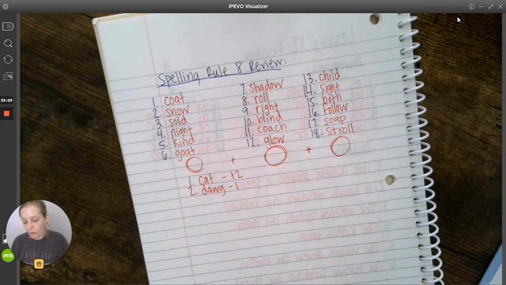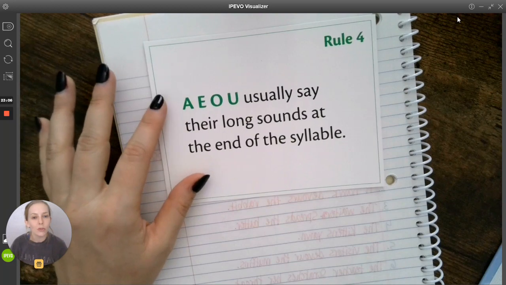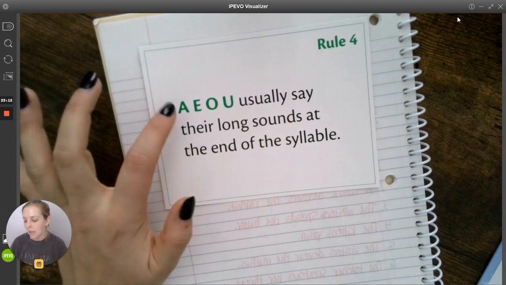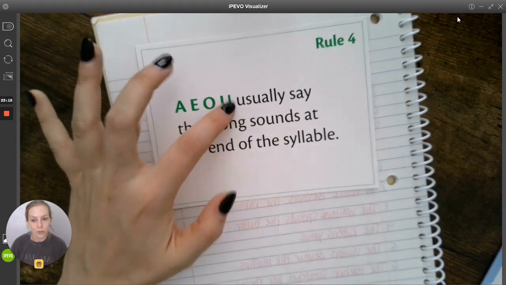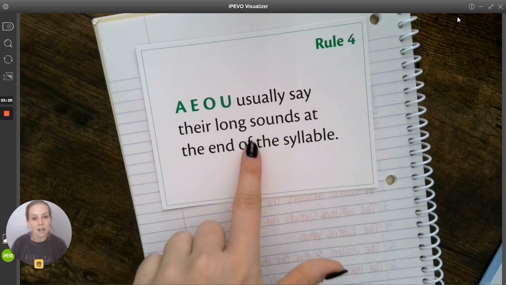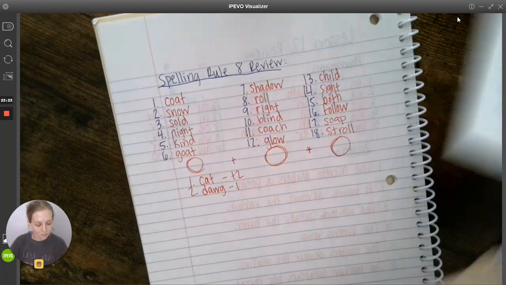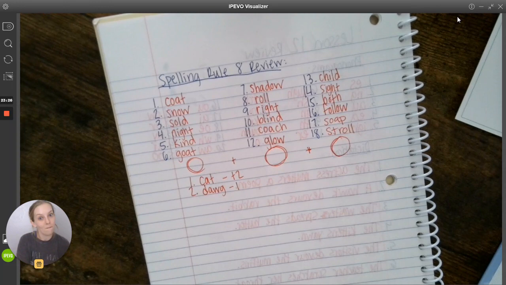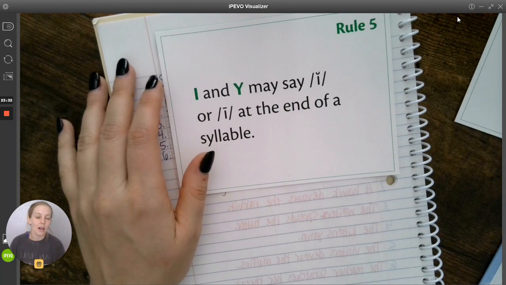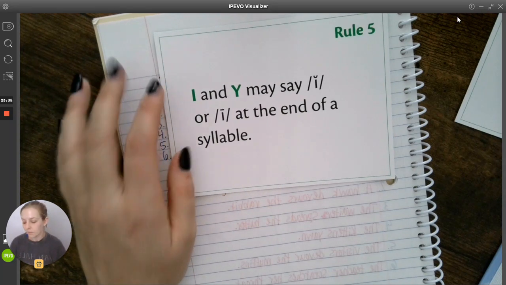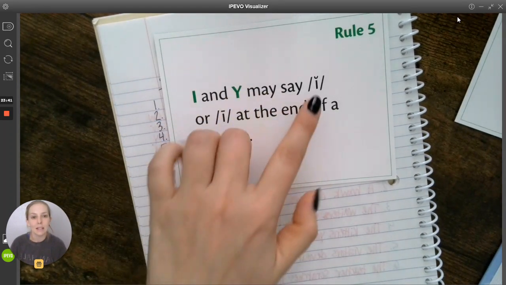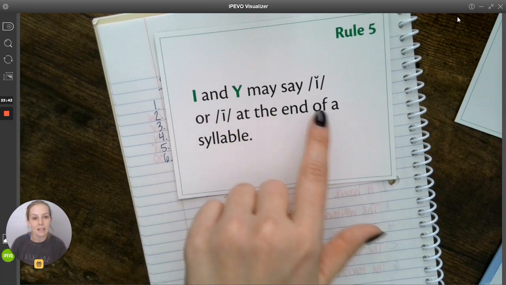We have spelling rule 4. A, E, O, U usually say their long sounds at the end of the syllable. Let's say that one together. A, E, O, U usually say their long sounds at the end of the syllable. Good job. And spelling rule 5. I and Y may say i or I at the end of a syllable. Let's say it together.